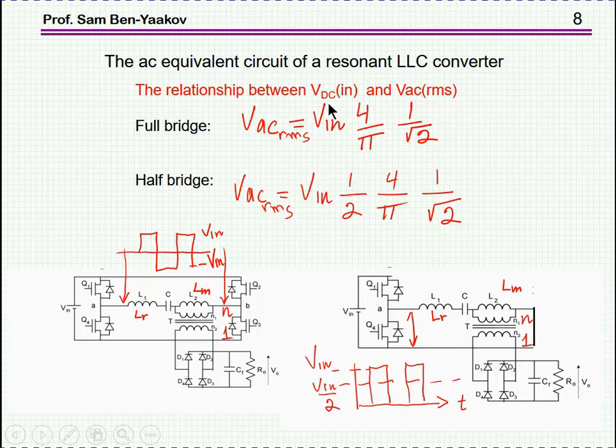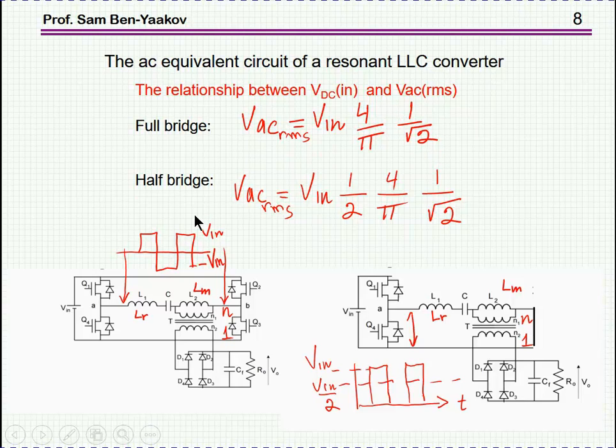So in the case of a full wave drive, we have a plus minus V_in square wave. So this is the amplitude. Now we multiply it by 4 over pi. This is the conversion to the first harmonic of this square wave waveform. And if I want it in RMS units, then I have to divide it by square root of 2.